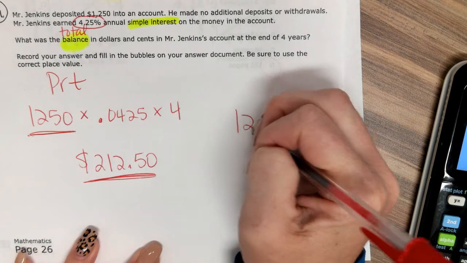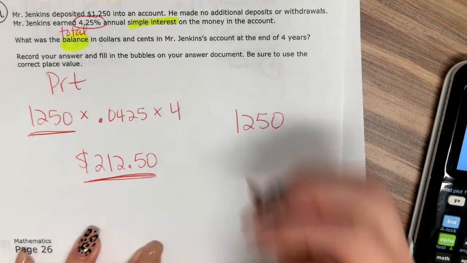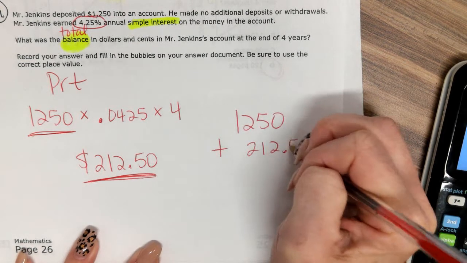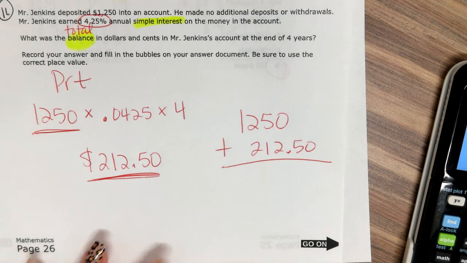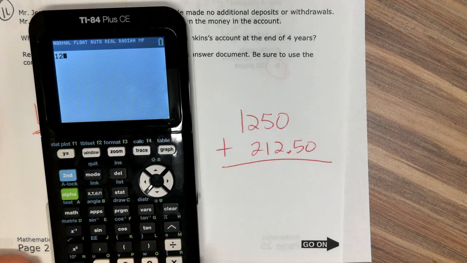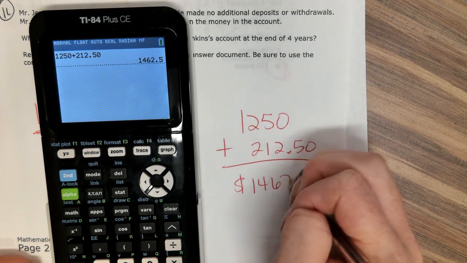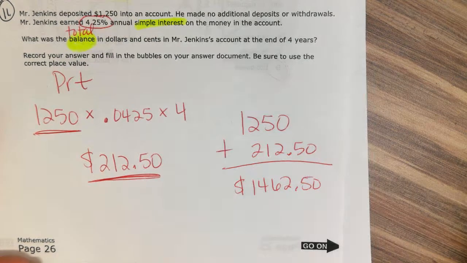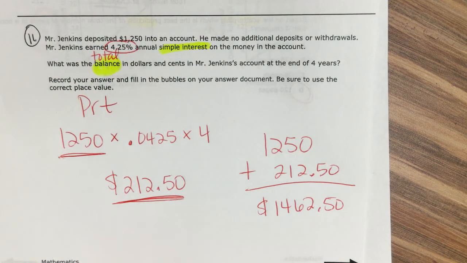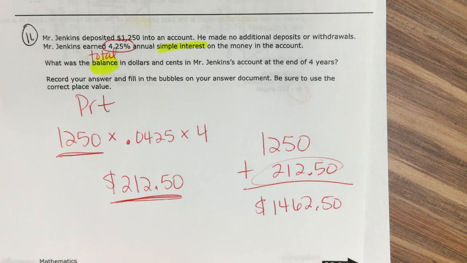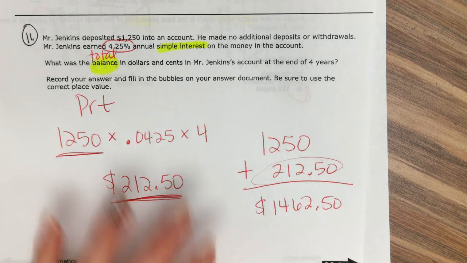Add them. He had $1,250. He made $212.50 in interest. So I simply add them. $1,462.50. When you have a savings account, whatever money you put in there, you're going to make interest off of it. So if you just let it sit, you'll have more money in there in a few years. And that's what he did, and this is how much money the bank gave him in interest. All right, moving on to number 12.